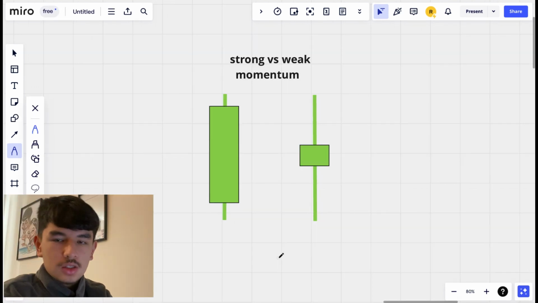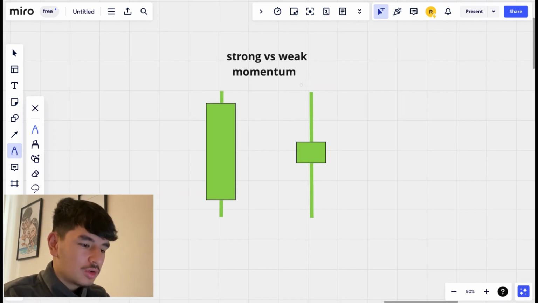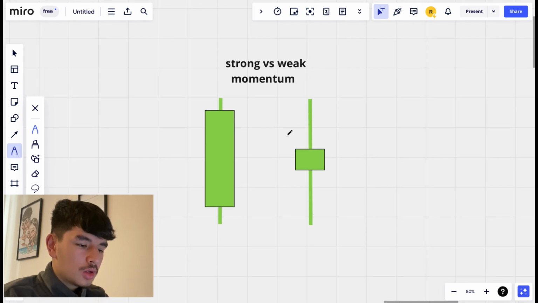Right, so now let's take it to the next level. So as we can see here, we'll be talking about strong and weak momentum candlesticks. This is everything you'll need to know that will tell you the story behind the market. So as we can see two candlesticks here, both having the same range from the lower wick to the higher wick, both being the same price range. But what's the difference between the two?